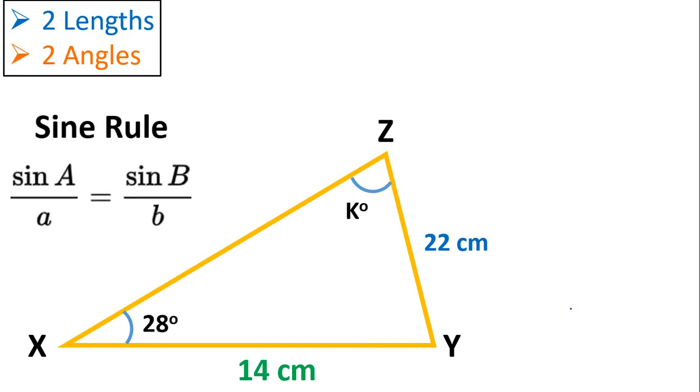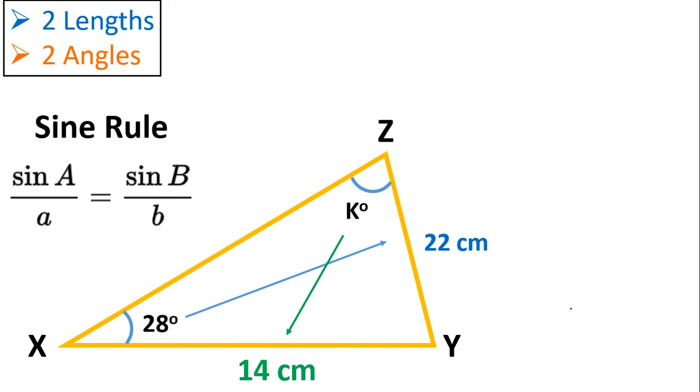So the sine rule says sine A upon a equals sine B upon b. Now, notice in this one, where I have my sine 28 degrees, the length right opposite to that is 22 centimeter. And where I have my sine B, it's K degrees. So the length right opposite to K degrees is 14. It doesn't matter which one you are taking as your a and as your b.